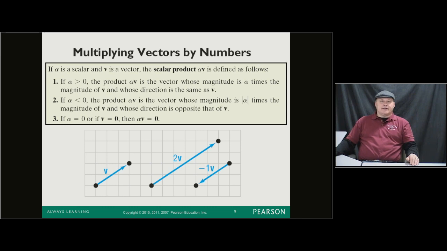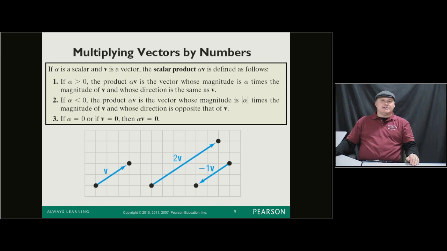So if you look at this vector v, if you multiply it by 2, it's going to make it twice as long, but it's going in the same direction. In other words, it'll have the same slope as vector v. Now, if alpha is less than 0, the product alpha v is a vector with magnitude the absolute value of alpha times the magnitude of v, but whose direction is opposite. So if you look at negative 1 v, it goes in the opposite direction as v does. Notice the arrows pointing the other direction. Now, if you put a negative 2 v, it would not only go in the opposite direction, it would be twice as long.